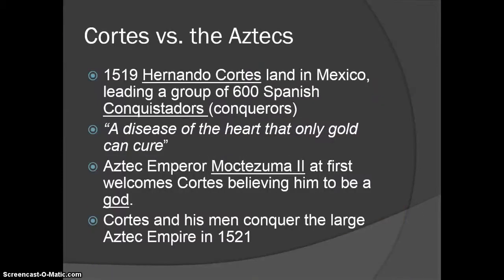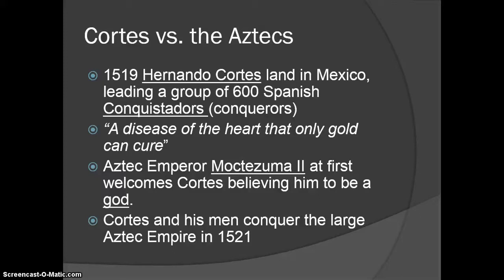Now, Cortez, he's living in Cuba. He's a Spanish conquistador. He leaves Cuba with 600 men and lands in Mexico because he's heard rumors and legends of the giant empires on the mainland. And conquistadors are just conquerors, and they are seeking gold. And this quote, "a disease of the heart that only gold can cure," sums it up perfectly. They are looking simply for gold.